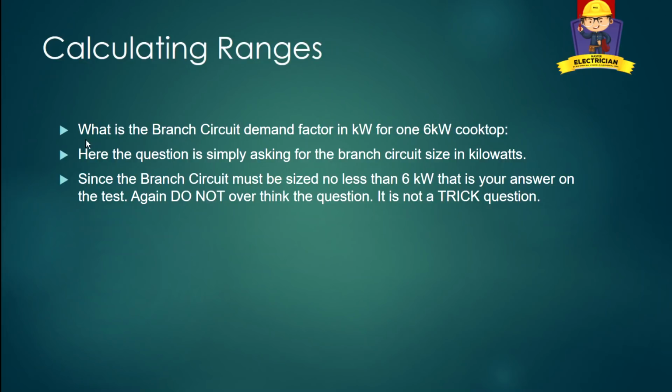All right, now it says, what is the branch circuit demand factor in kW for one 6 kW cooktop? This is not a trick question, folks. All it wants to know is what the demand factor is, or basically what the demand is. And in this case, the way it talked about this in note 4 is we have one single appliance and you use the rating of that appliance. So in this case, the actual value for a 6 kW cooktop is simply that, 6 kW. That's all the question asked you for.